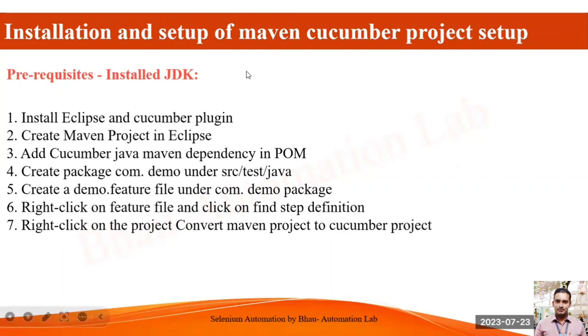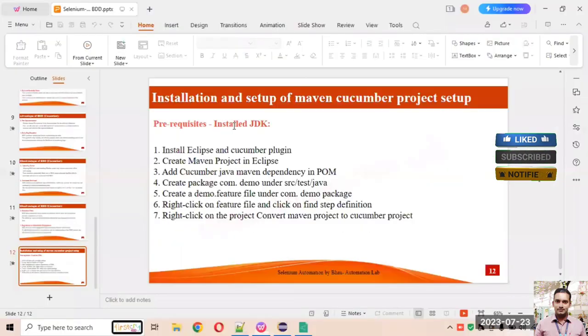Let's continue with the installation and setup of Maven Cucumber project now. So the prerequisite for this installation is that we require Java JDK installed on our machine. If you don't know how to install the Java JDK, I will explain it in short.